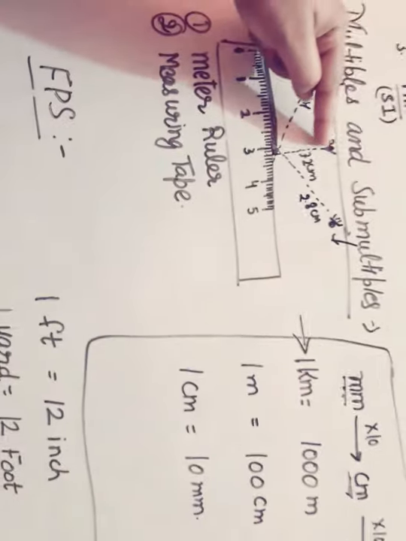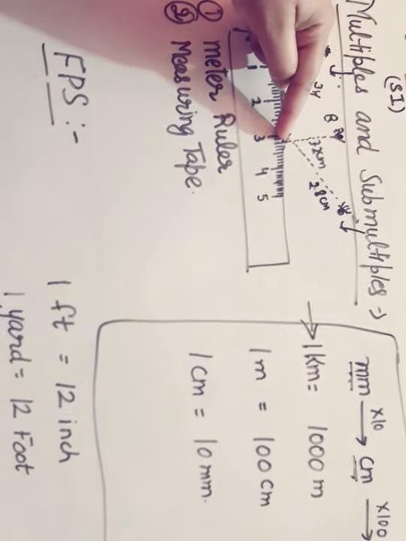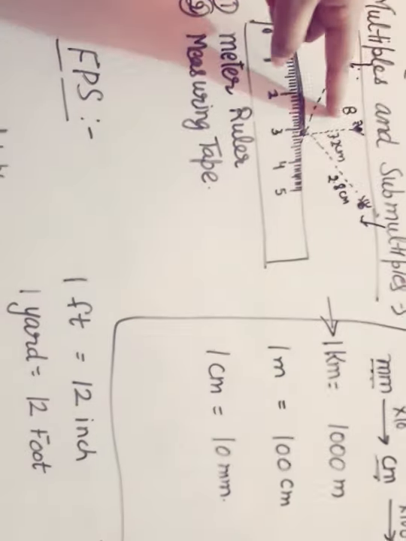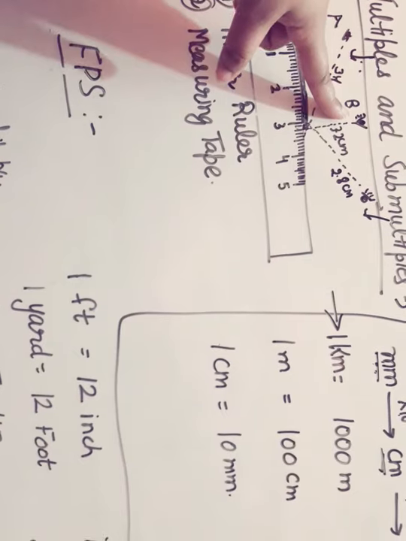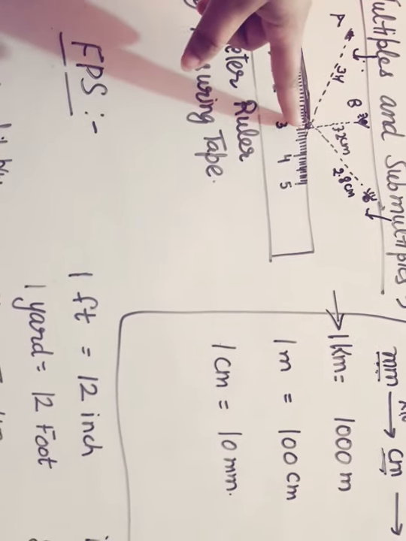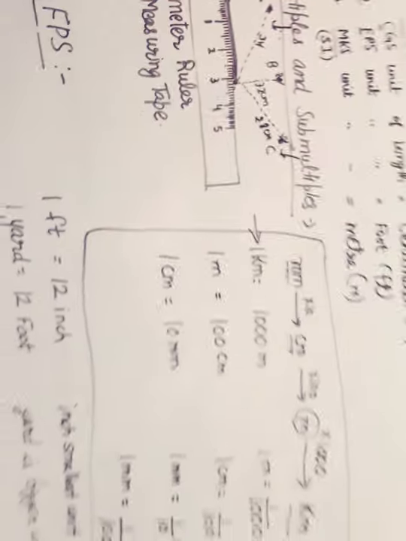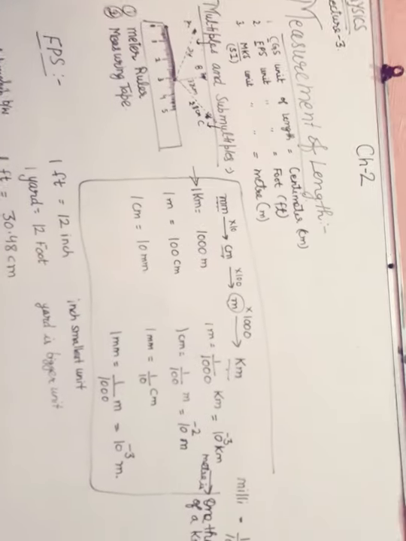So the correct position is perpendicular, not from these two points. Position B is the correct position to see the meter ruler and read the length, and positions A and C are not correct. This is all about the measurement of length. In the next video we will see about mass.